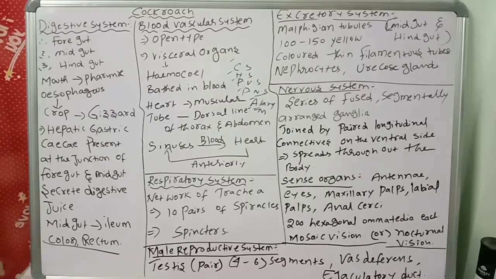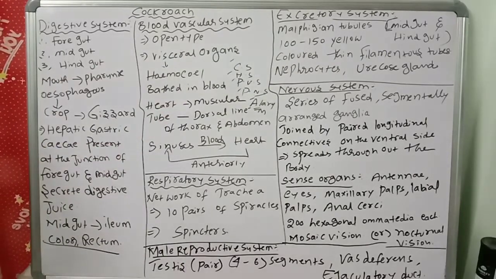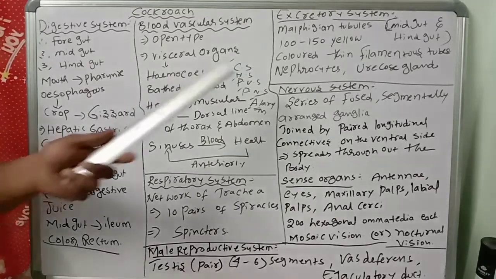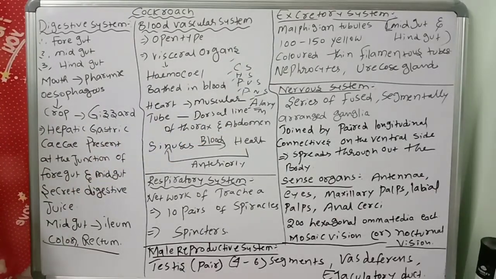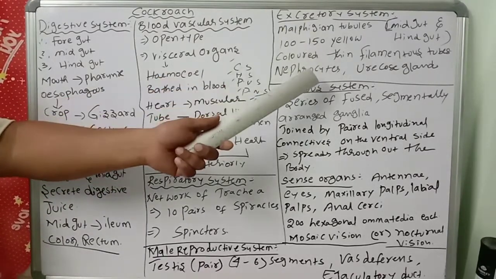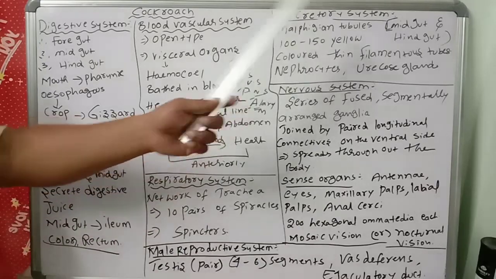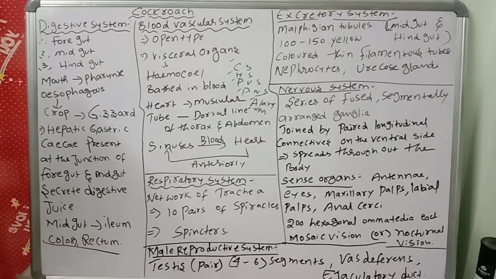Next, another important point: not only the malpighian tubules, there are some other excretory structures. What are the excretory parts in the cockroach? Not only malpighian tubules, there are also cells called nephrocytes, which are involved in the excretion process, and also uricose glands. Uricose glands are also helpful for excretion. So nephrocytes and uricose glands help with excretion. That is about the excretory system.